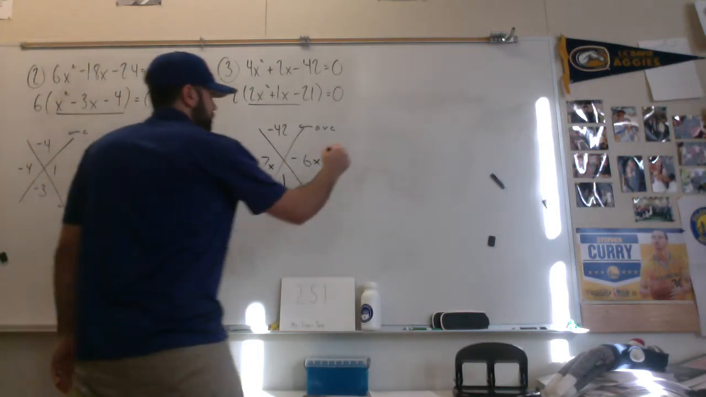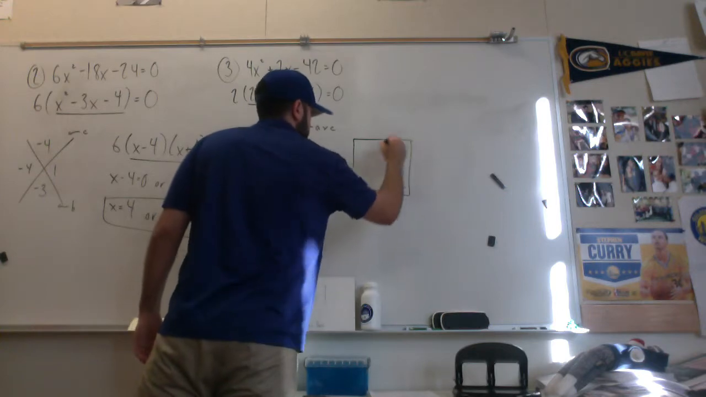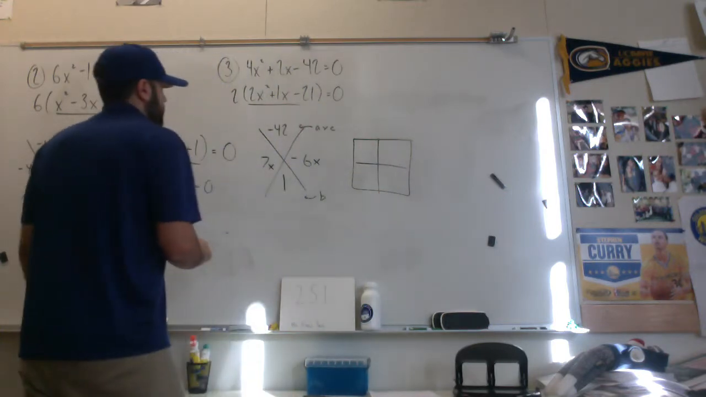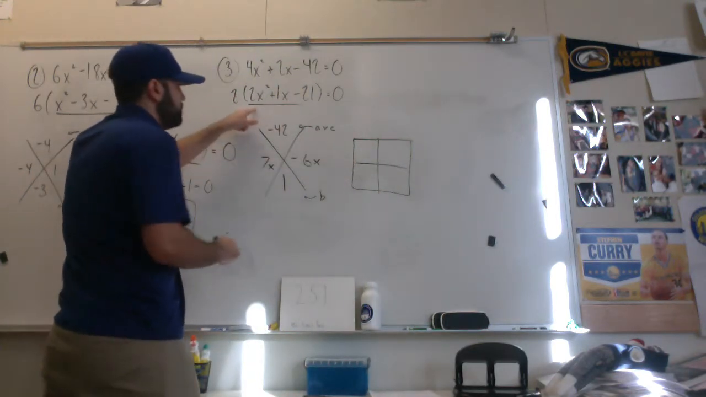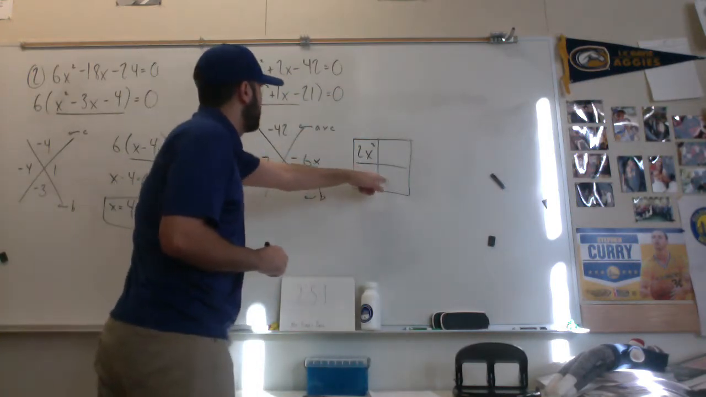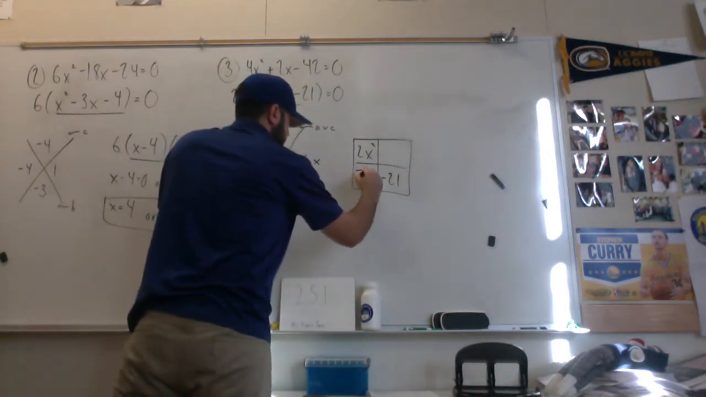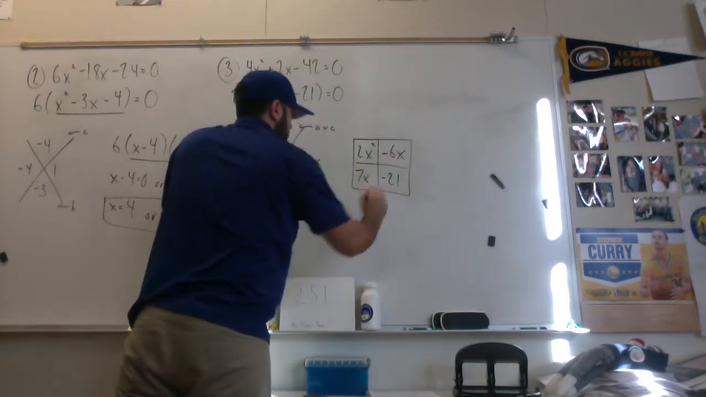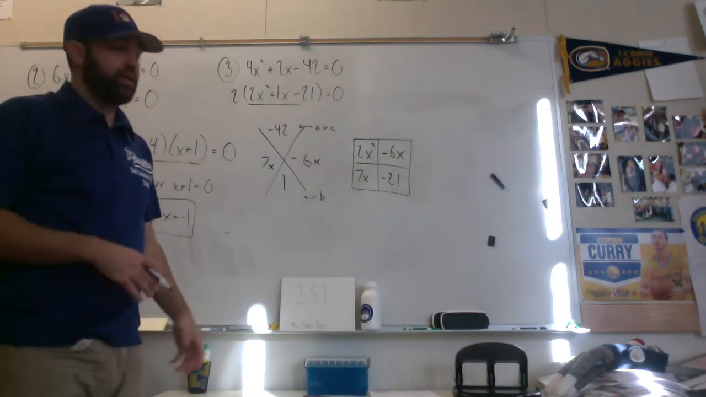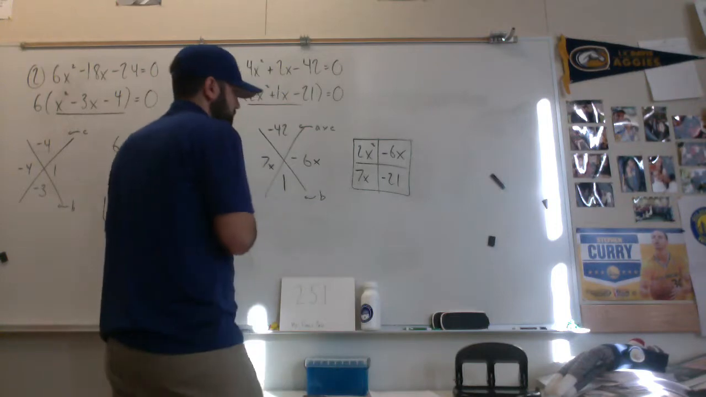Okay, so for my box, top left will be my first term, 2x squared. Bottom right box will be my last term, negative 21. And then 7x and negative 6x go in the remaining two boxes. So now we need to figure out what goes on the outside. So this is a guess and check process here.